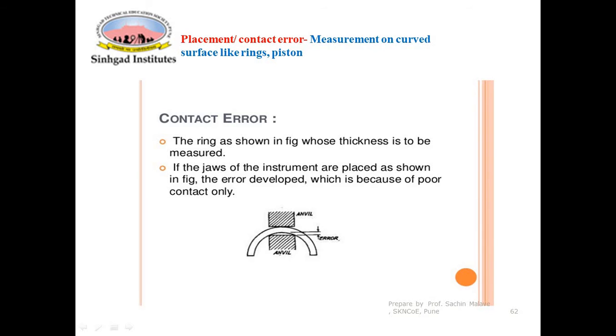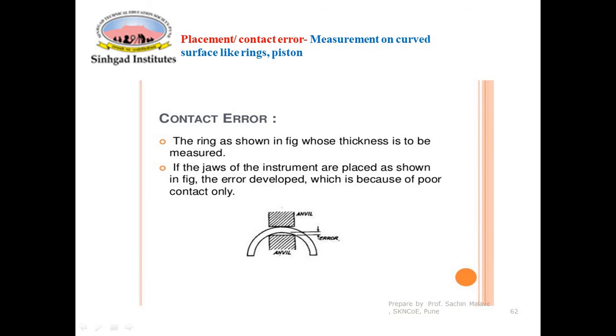You can see this is the object which is to be measured. We want to measure the thickness of this particular, say, a ring. Okay, and I have this instrument, say a micrometer, and I am placing the two anvils of the micrometer in this fashion. This is one anvil, this is another anvil. There is no issue with the upper anvil. The upper anvil is contacting this surface at the correct position, but the problem is with the lower anvil.